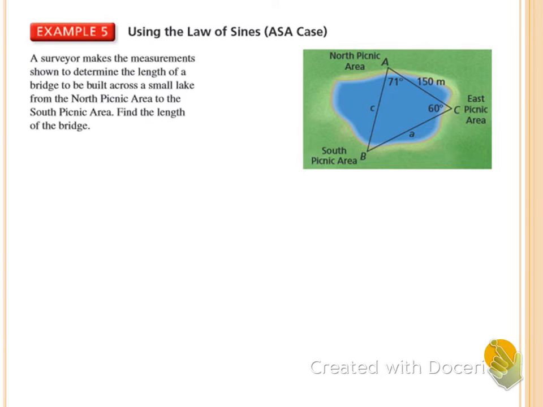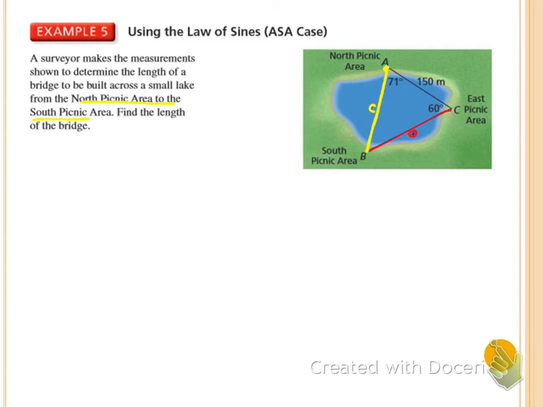A surveyor makes the measurements shown to determine the length of the bridge to be built across a small lake from the north picnic area to the south picnic area. So from north to the south, we're building a bridge. We want to find the length, which is marked as C. So the first thing you want to ask yourself is, do we have a known pair? At first, it looks like we don't.